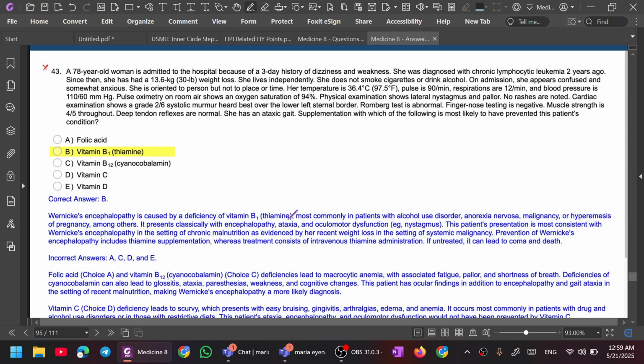Folic acid or vitamin B12 deficiency leads to megaloblastic anemia, which is associated with fatigue, pallor, and shortness of breath. Deficiency of cyanocobalamin, which is vitamin B12, can also lead to glossitis, ataxia, paresthesias, weakness, cognitive changes. This patient has ocular findings in addition to encephalopathy and gait ataxia in the setting of recent malnutrition, which is Wernicke.